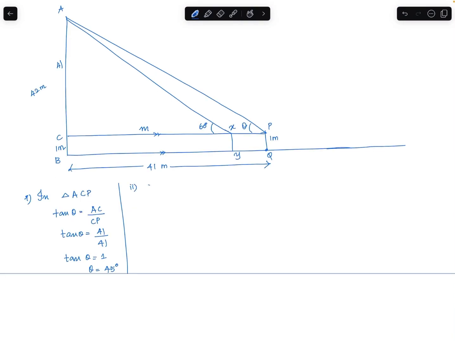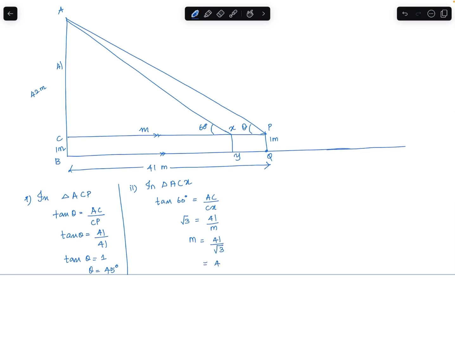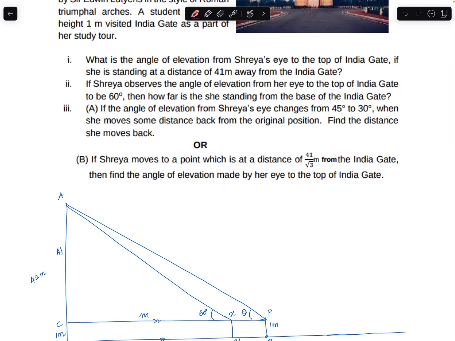Now we are going to work with the triangle ACX. Tan 60 is AC upon CX. Tan 60 is root 3. AC is 41. CX is m. M is equal to 41 upon root 3. Rationalizing, we get 41 root 3 upon 3 meters. So this is the new distance of Shreya from the base of the India Gate when the angle of elevation has become 60 degrees.